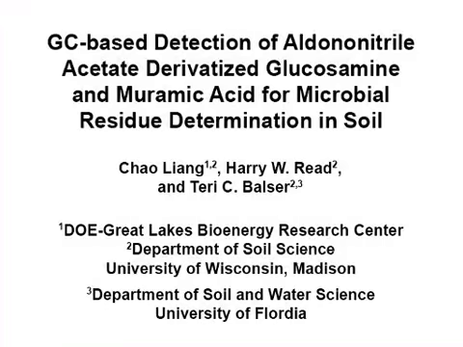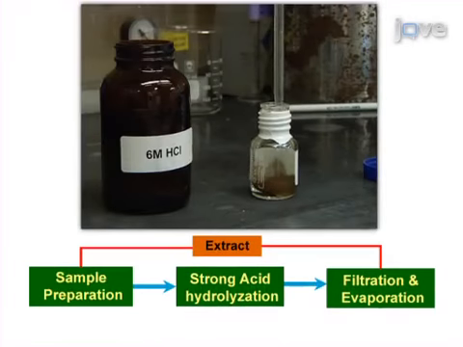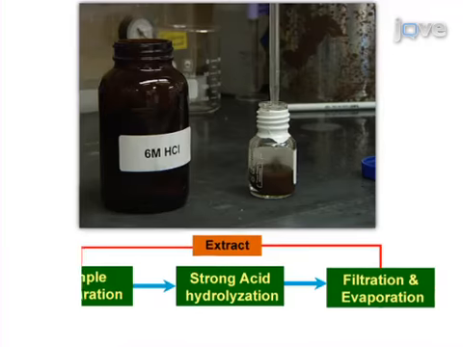The overall goal of this video is to provide a detailed description for the GC-based analysis of the aldononitrile acetate derivatives of glucosamine and muramic acid extracted from soils. The process begins with acid digestion, breaking down organic polymers and releasing glucosamine and muramic acid monomers.